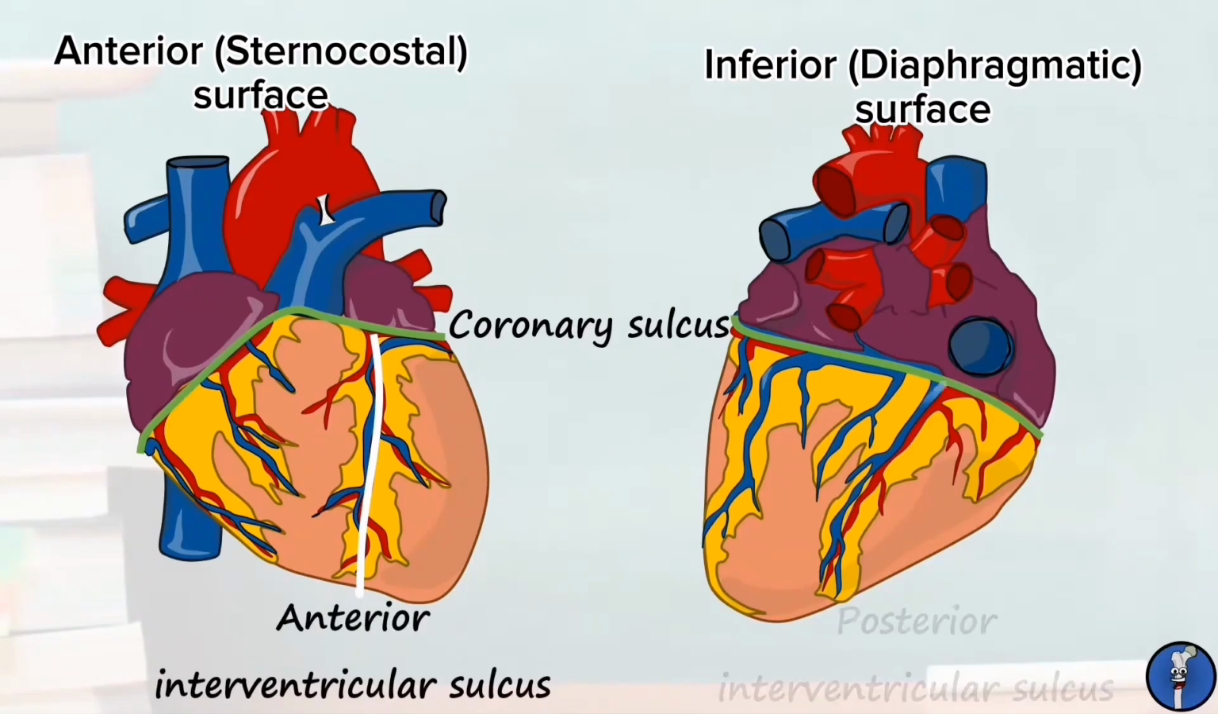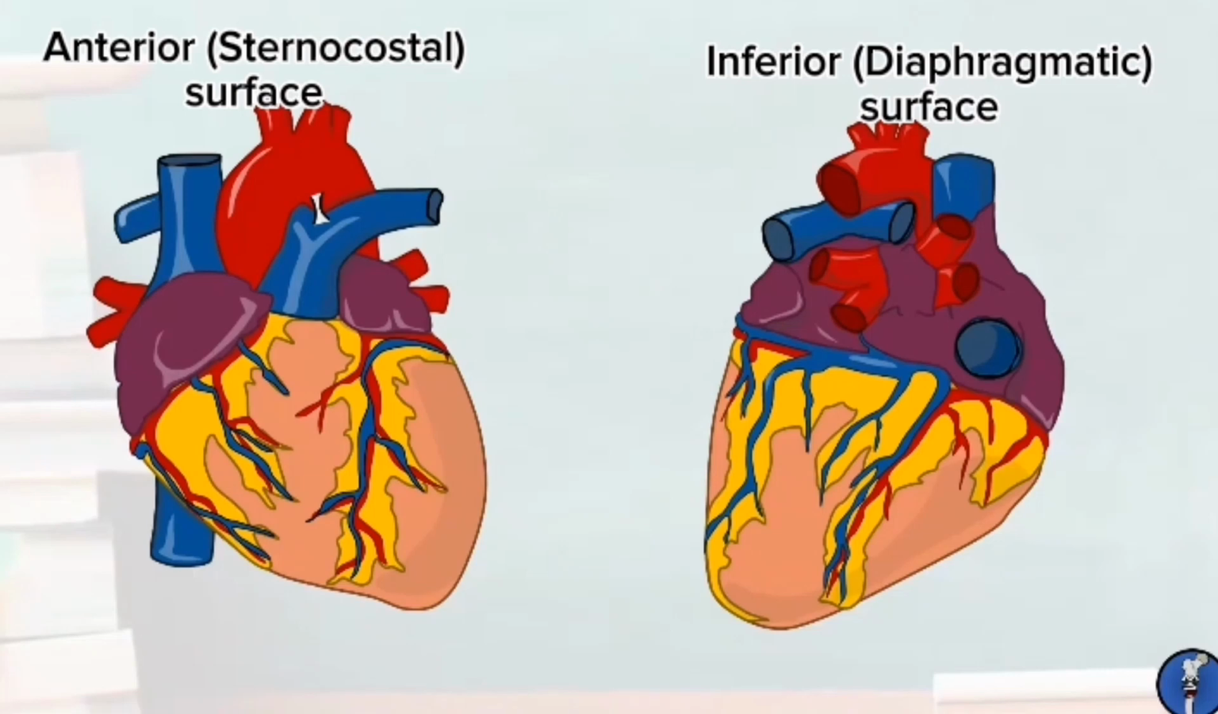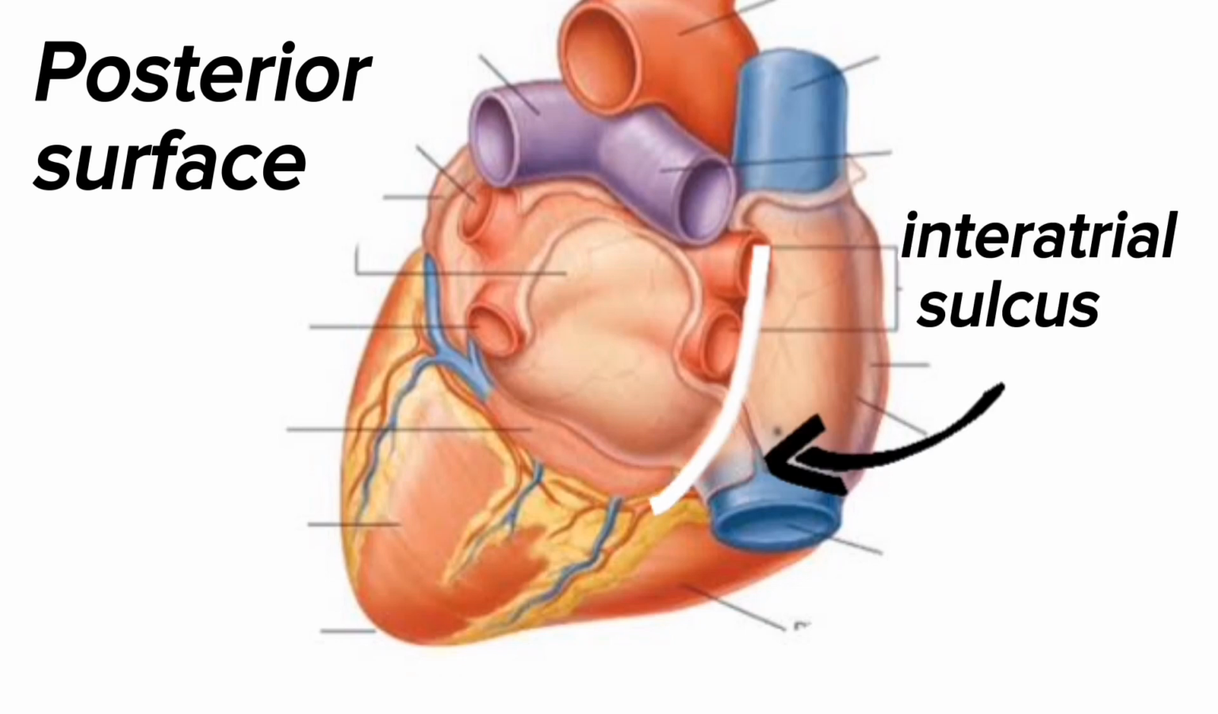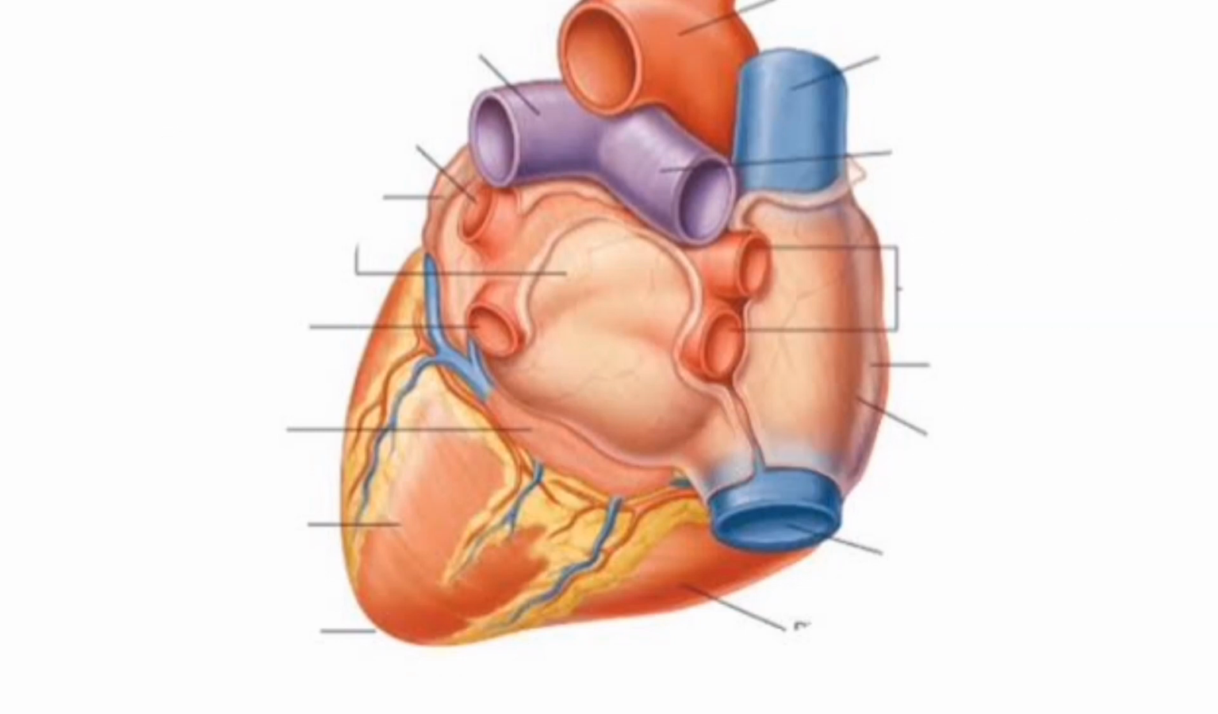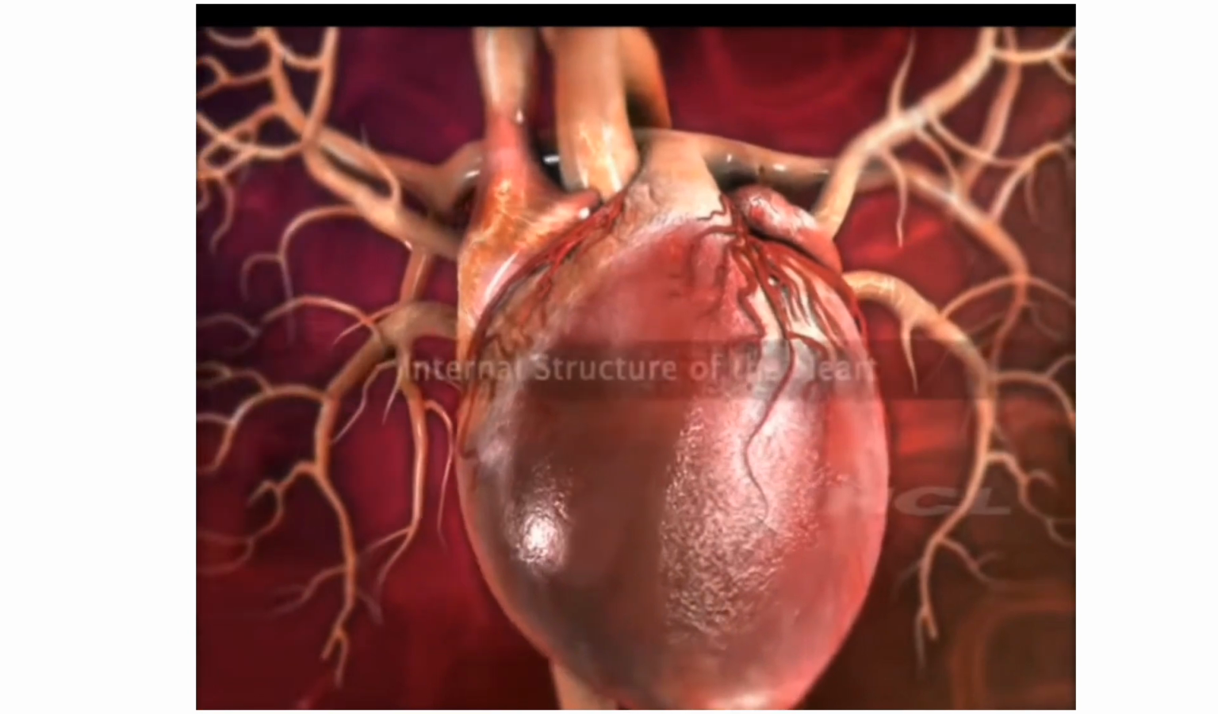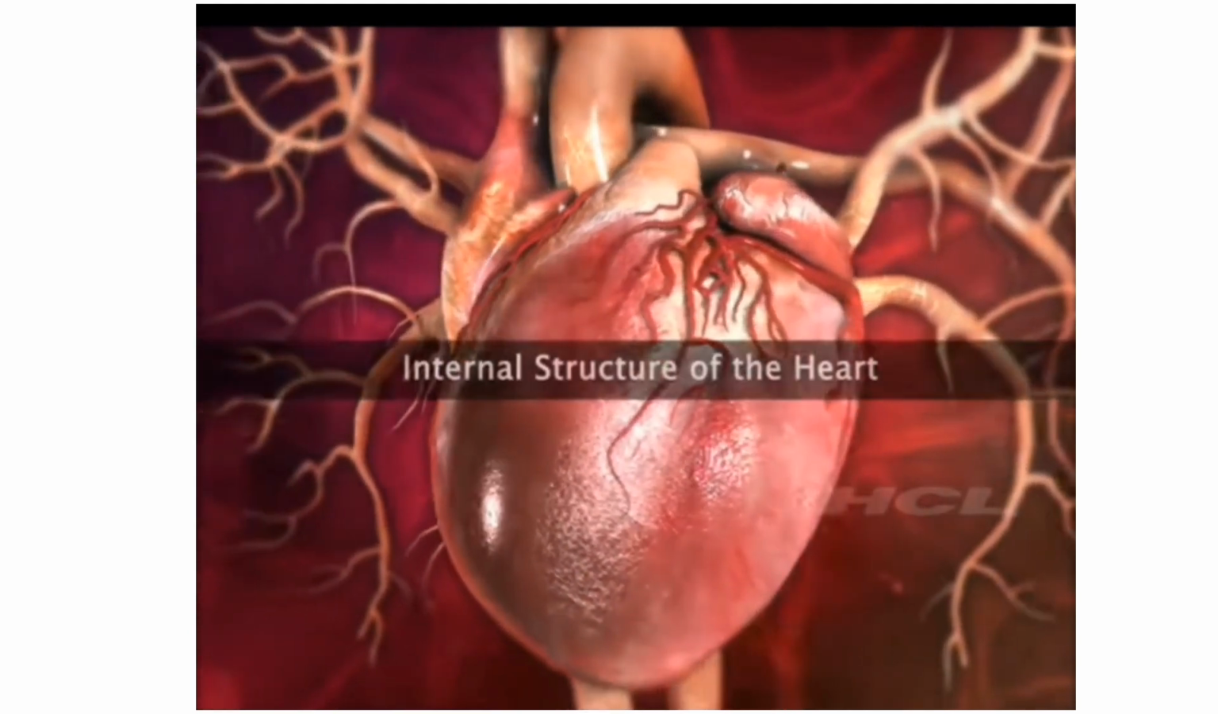The posterior interventricular sulcus separates the right and left ventricles on the posterior surface, and it contains the middle cardiac vein and the posterior interventricular artery. At last, the interatrial sulcus, which is not observed on the anterior or inferior surface but is faintly seen on the posterior surface, and it does not contain any vessel. So we have finished the external structure in the anatomy of the heart.